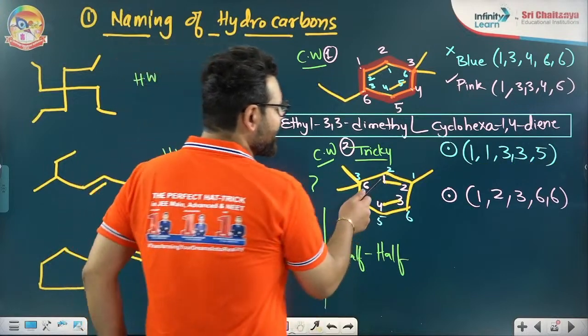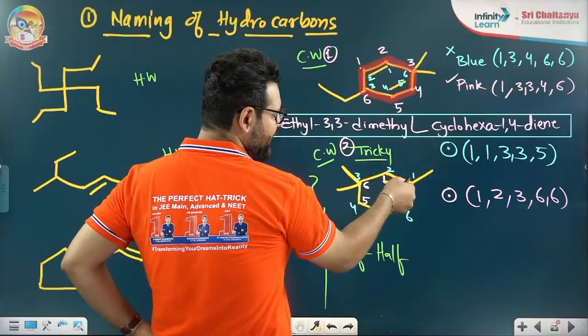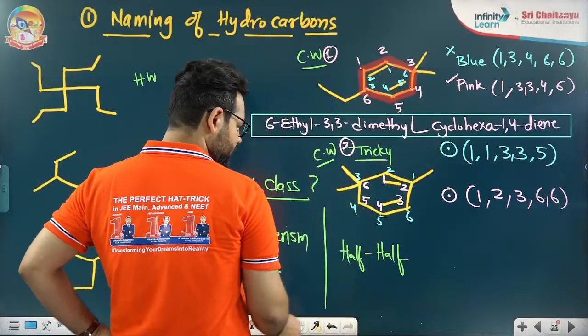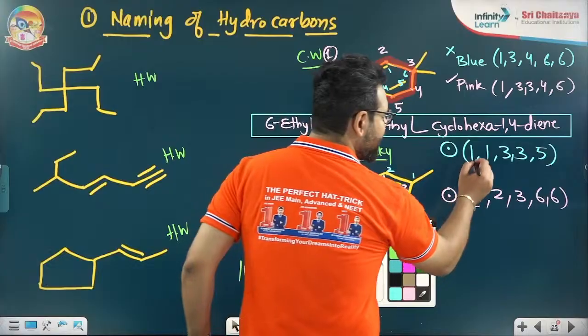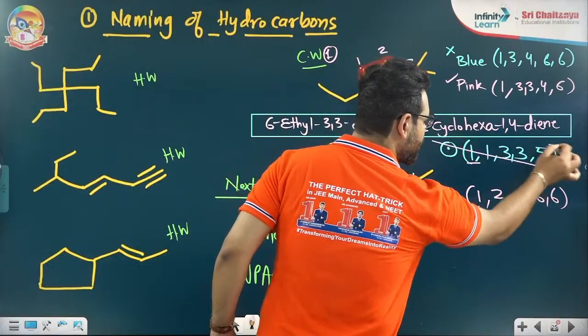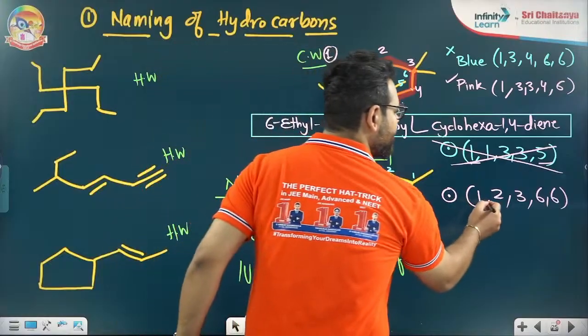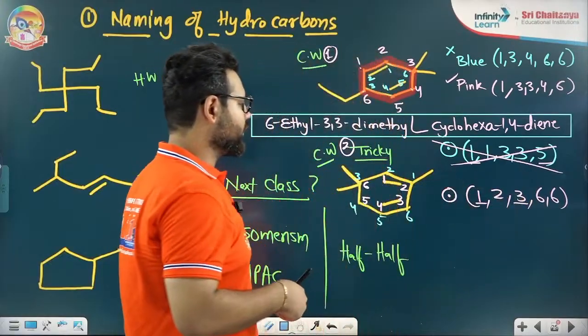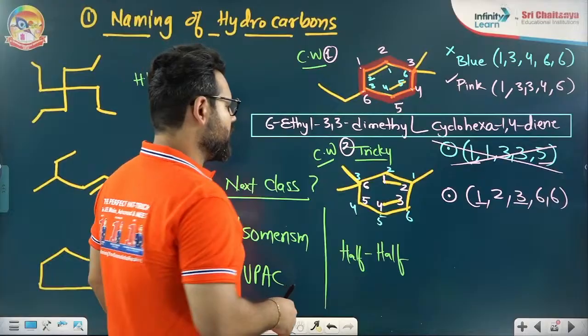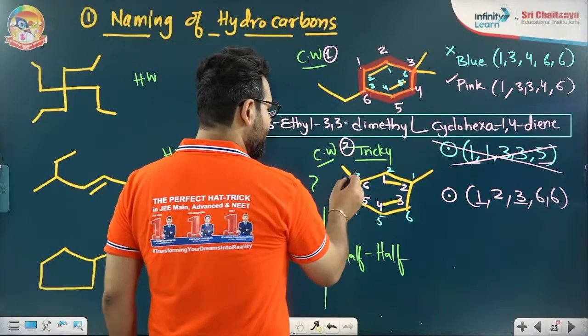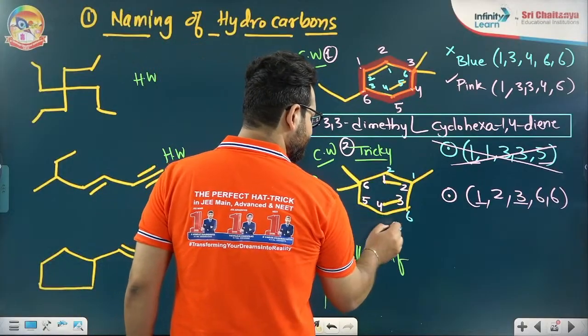In this case, with the blue way, the alkenes were getting numbers 1 and 5, which is not good, not allowed. Alkenes should get the lowest number. Here the alkenes are getting 1 and 3. So this is the correct way. So the pink one is correct, the blue one is incorrect.